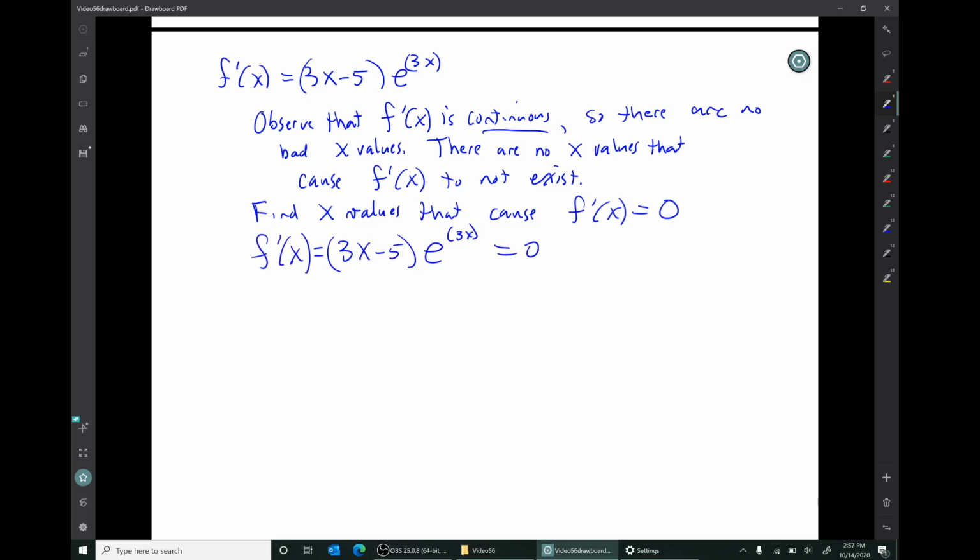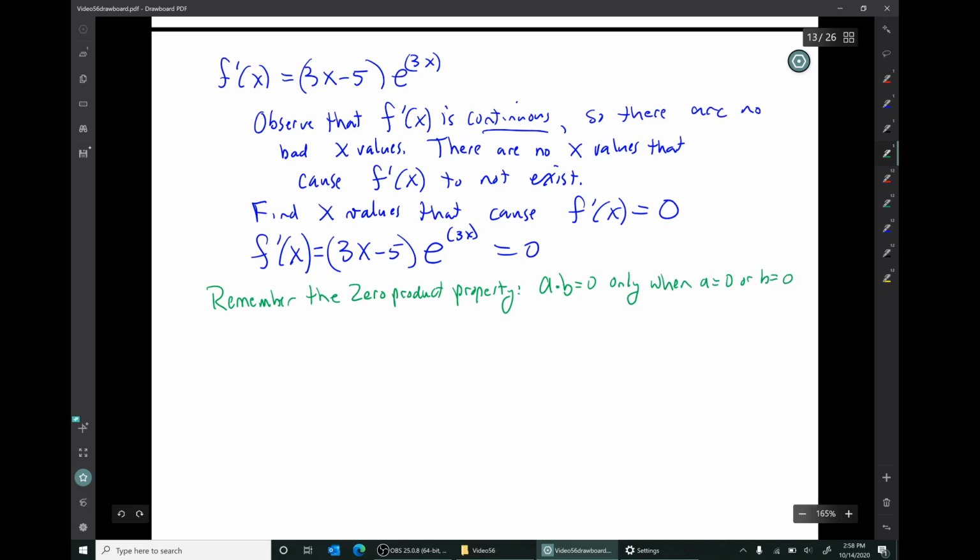Now, we have done this before, this kind of solving of an equation. The key thing is to notice that this is a product of two things and the product equals 0. Remember the zero product property. A product, A times B, equals 0 only when A equals 0 or B equals 0. So that's one thing to remember. The other thing to notice is that this thing can never be 0.